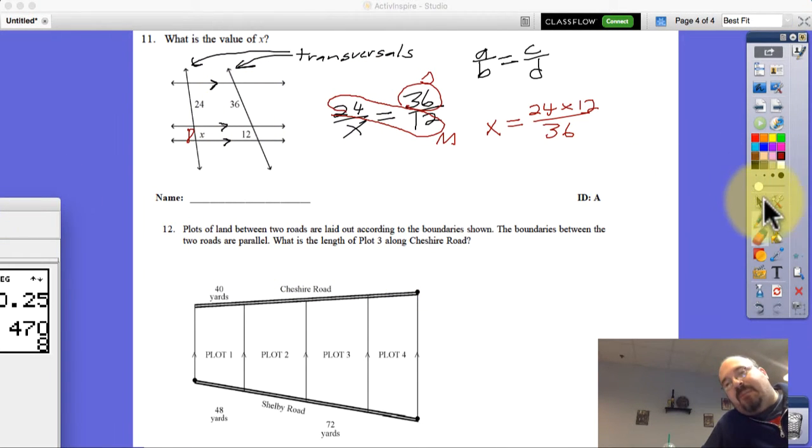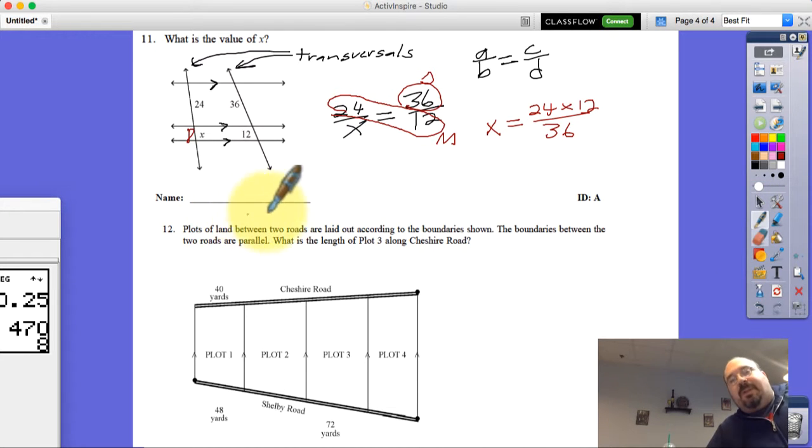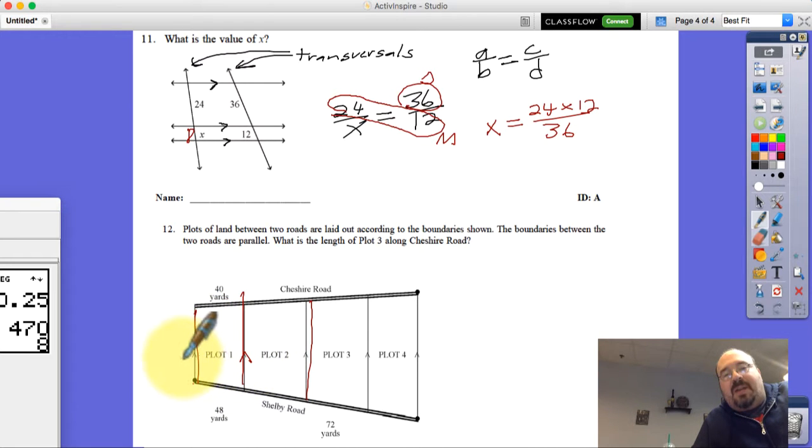We have a second problem that's done the same kind of way. It says you've got plots of land between 2 roads laid out the way they're shown. And it says the boundaries between the 2 roads are parallel. So that means these lines are parallel. Here, here, and here. These are parallel. You can see that because of the little arrows also. The arrows tell you parallel. That's the symbol for parallel.